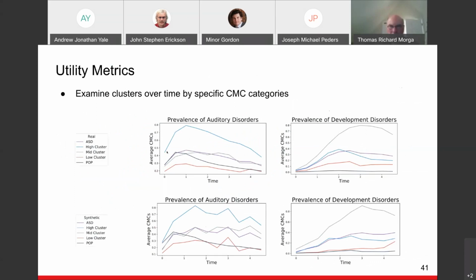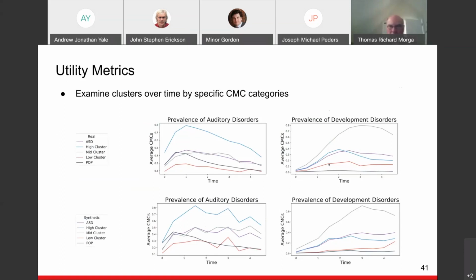We can see that this high cluster in blue starts low, peaks high, and then starts to decrease. The mid cluster is in gray and the low cluster is in red, and so we see that high, mid, low structure here. The population and the ASD are in the middle as well, and we see that same relationship, although much rougher, in the synthetic data.